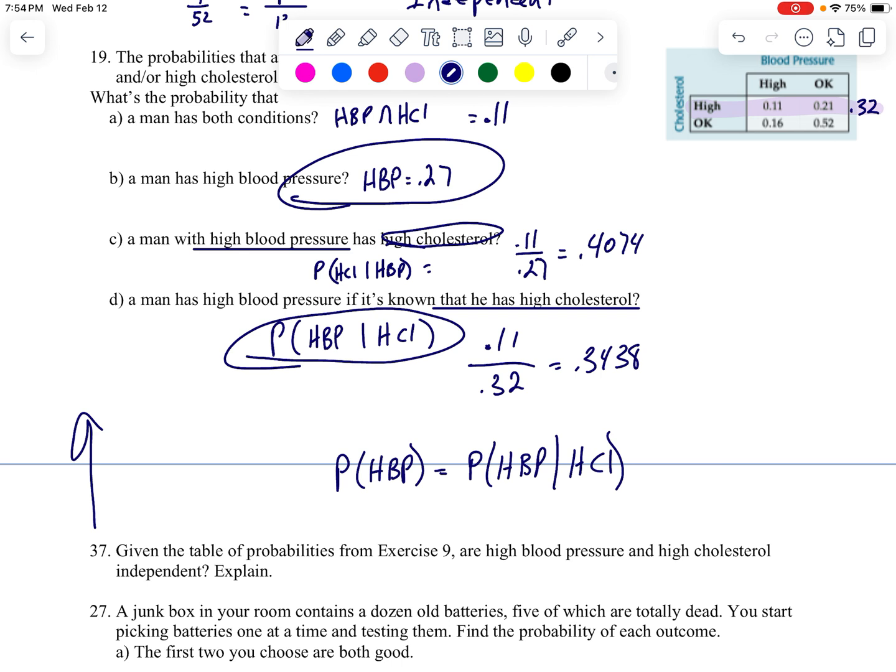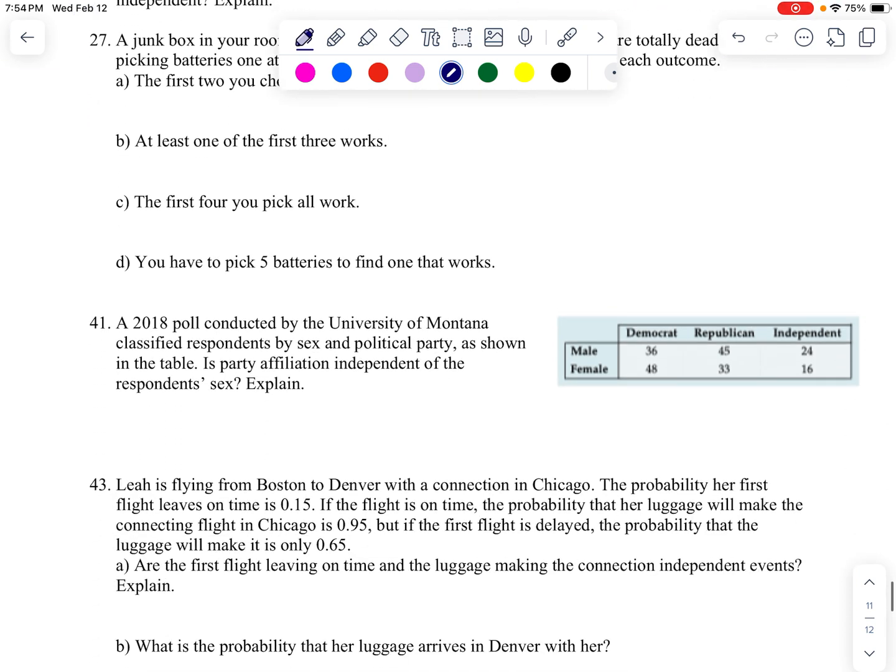Maybe I'm doing a disservice by not writing out all the notation on that, but we'll live with it. So high blood pressure up there in problem B is 0.27. High blood pressure, given they have high cholesterol, is down here in problem D. That's 0.3438. So we can see those probabilities don't match. So the likelihood of high blood pressure goes up if it's known we have high cholesterol. So therefore, they are not independent. High blood pressure goes up with high cholesterol.